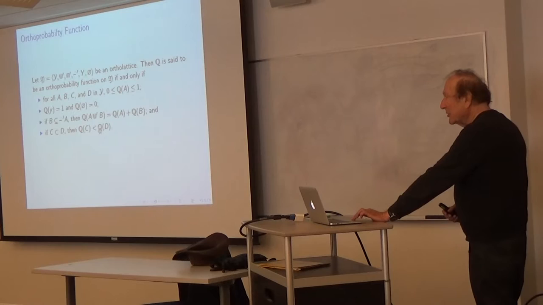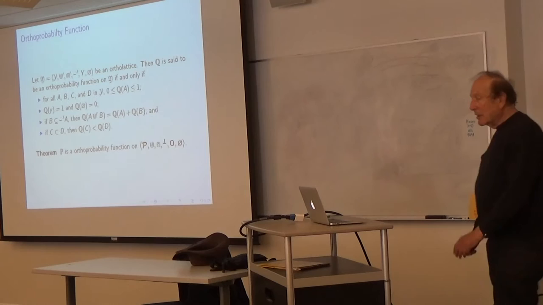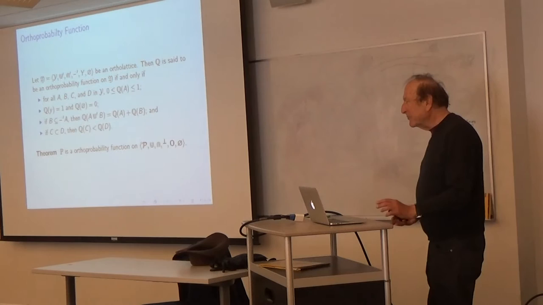This last one causes a little bit of problems if you have measure 0, but if you're a philosopher, you handle that by adding in infinitesimals and get rid of it. Of course, with our data, we don't have infinitesimals, but we're finite, so we don't have to worry about it. P is an orthoprobability function.